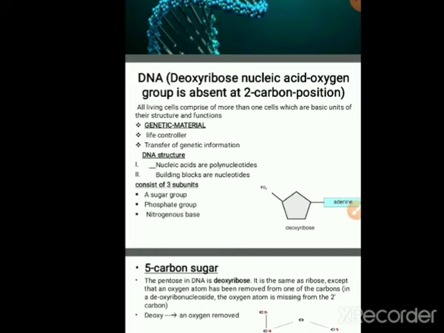Now, as for this introduction, all the living organisms comprise one or more cells, which are the basic units of their structure and function. The concept is that even within a human body, every cell has its own DNA, and in that DNA, a specific gene is enabled, while it does contain genes for other activities, but they are in the muted form.